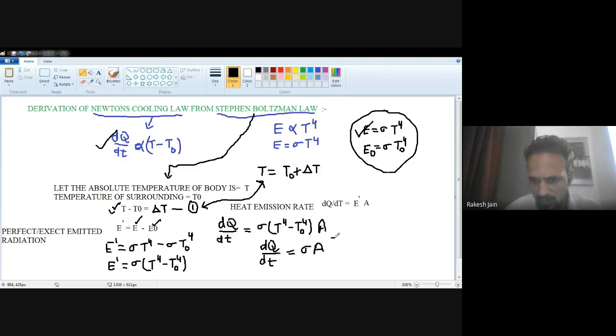So sigma is together. Now in place of T raised to the power 4, I can write T0 plus del T raised to the power 4, minus T0 raised to the power 4. So T0 to the power 4 is as it is, A is as it is, sigma is as it is. Only in place of T, I put T0 plus del T.